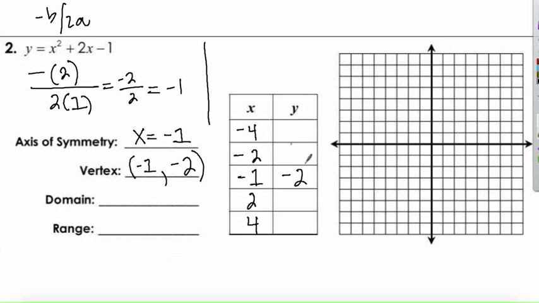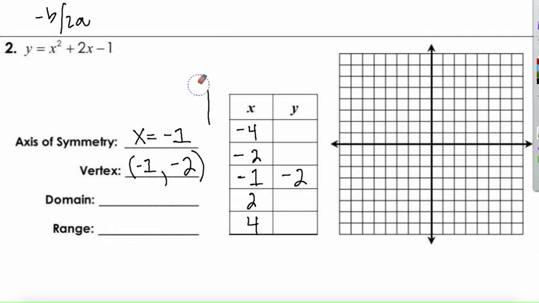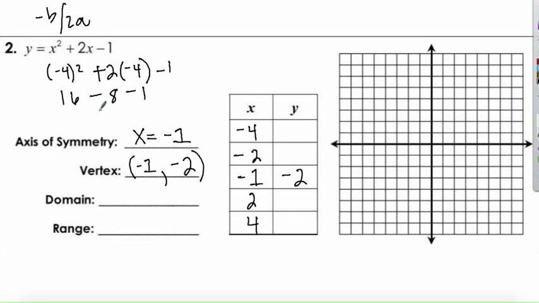So remember, to get the y coordinates that correspond with these x values, we're going to just plug them into our function one at a time to get the corresponding y values. So I'm plugging in negative 4 first. So I would have y equals negative 4 squared plus 2 times negative 4 minus 1. So that's a positive 16 minus 8 minus 1. So that is an 8 minus 1. So that gives us 7.